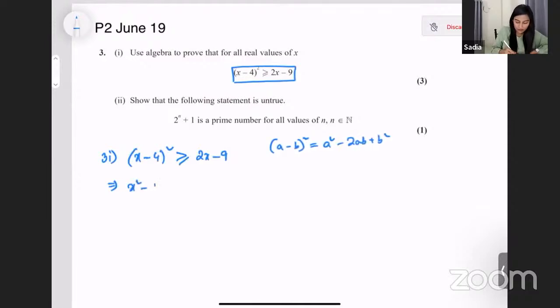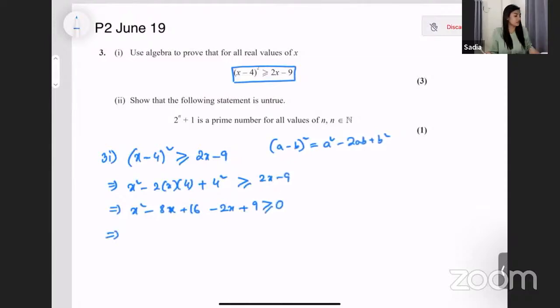So 4 square minus 2 into a into b. Then we have 4 as the b. So x square minus 8x plus 16. If I shift everything to the left side, we will have a 0 at the right side. Eventually, this is the final quadratic equation.